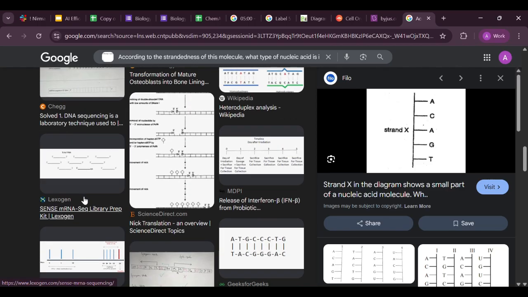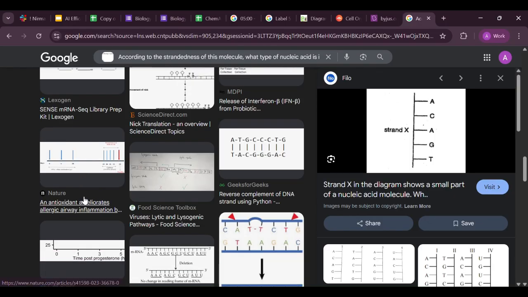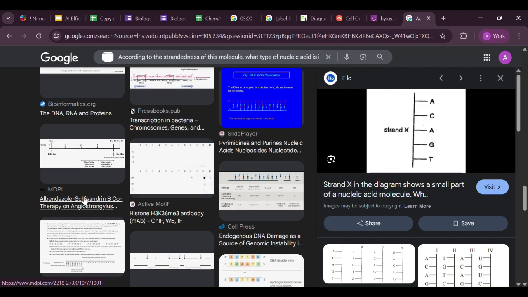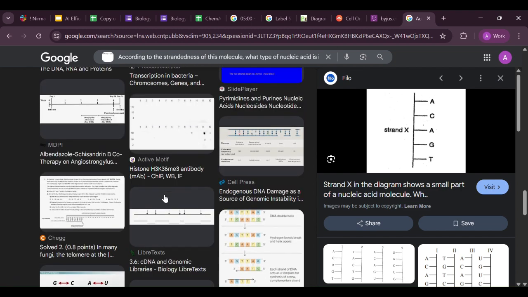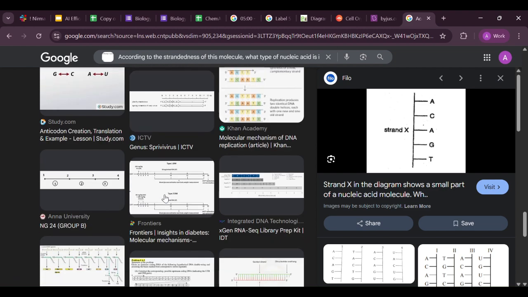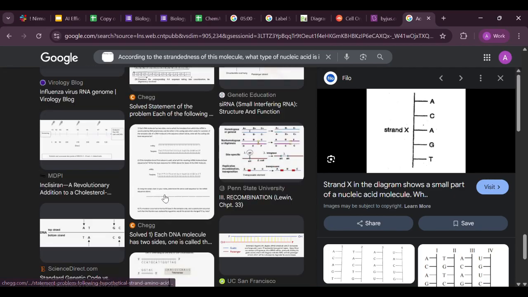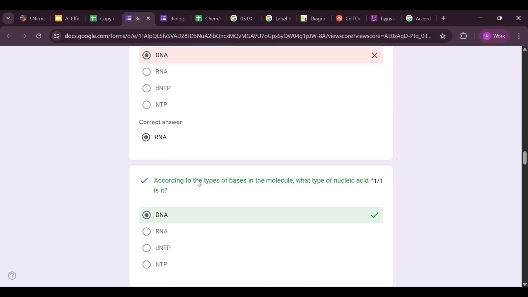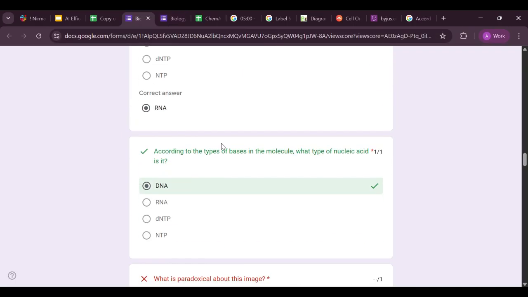I don't think it is given over here. Any question like this, all are totally different. Okay, leave this question. We will move ahead. According to the type of basis, let's see the question as well.